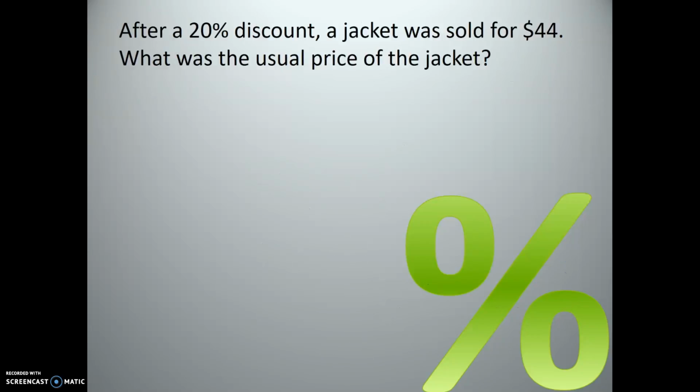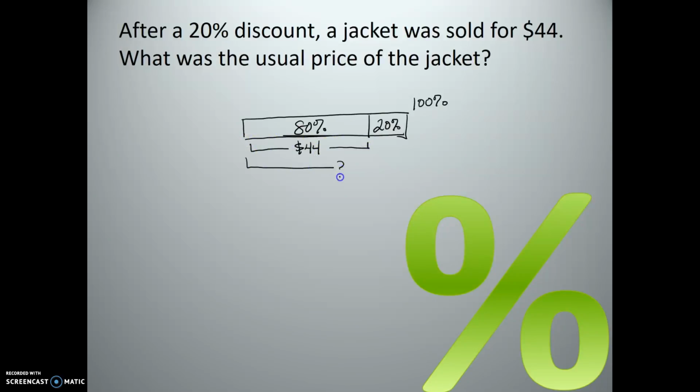Okay, our next word problem says after a 20% discount, a jacket was sold for $44. What was the usual price of the jacket? So here's my 100% bar, and we read that the jacket was on sale at a 20% discount. That means that the selling price was 80% of the original, which equaled $44. And we want to know what the usual price of the jacket is. So let's do the same thing. We have 80% equaling $44. Let's divide both sides by 80.